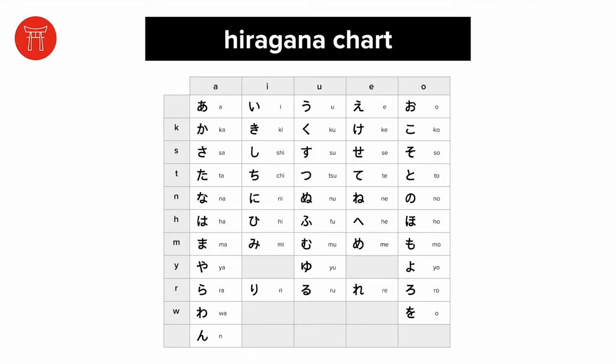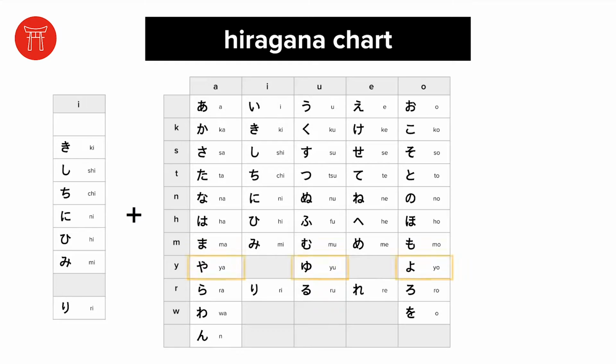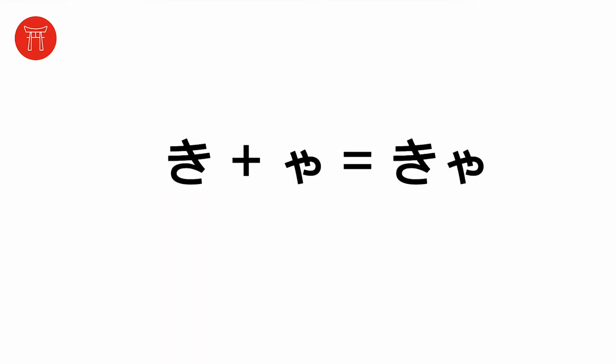To transcribe a contracted sound in hiragana, we start with a hiragana character from the I column of the hiragana chart except for I itself. Then we add a small size ya or yu or yo next to it. Let's take kya as an example. We start with ki, which can be found in the I column of the kana chart. Then we add a small ya next to it. That's it. We have now transcribed the contracted sound kya.